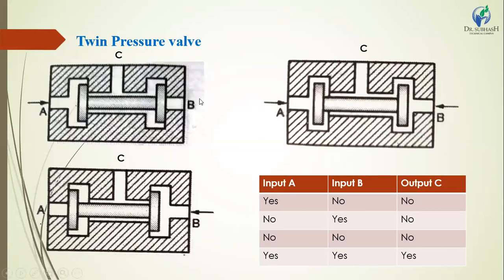Next is the twin pressure valve. Here, the twin pressure valve has two inlets and one outlet. All types of twin pressure valve have two inlets and one outlet.